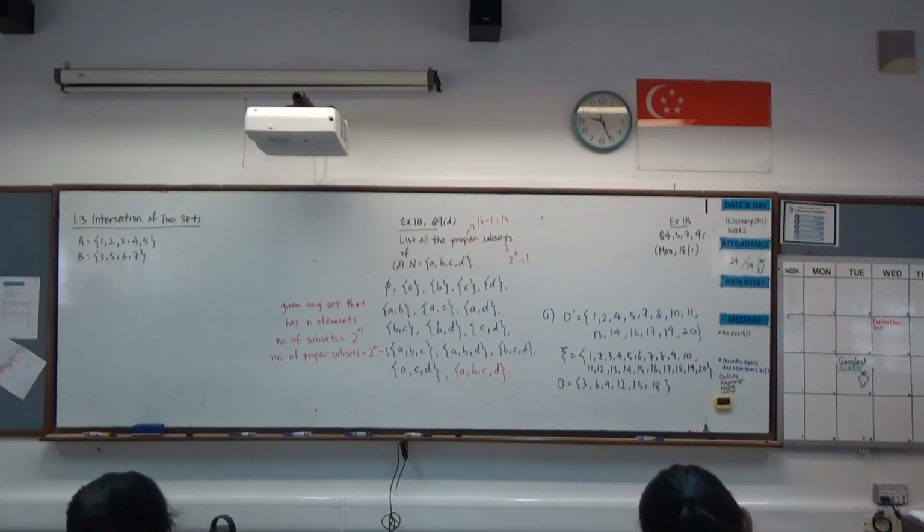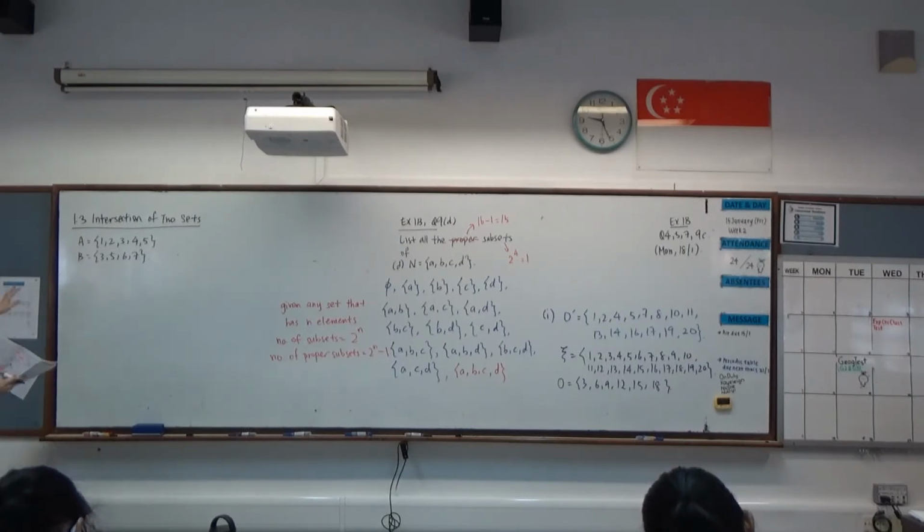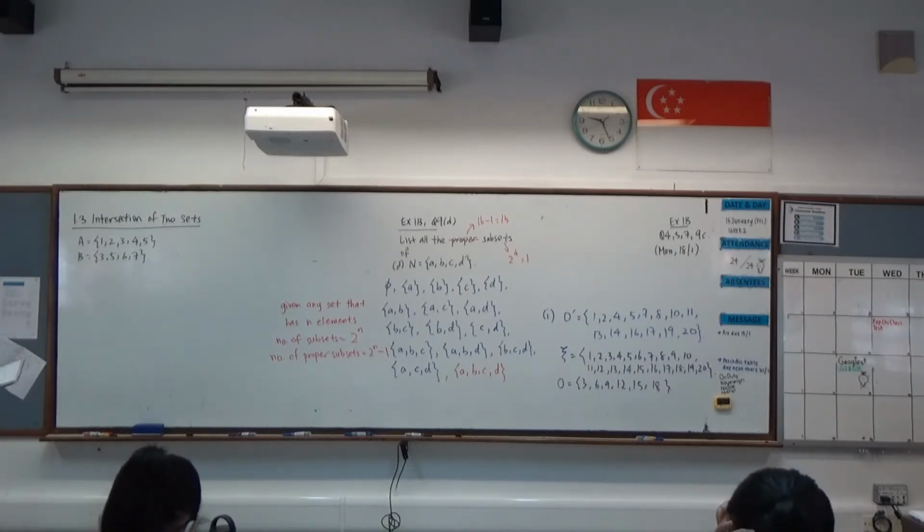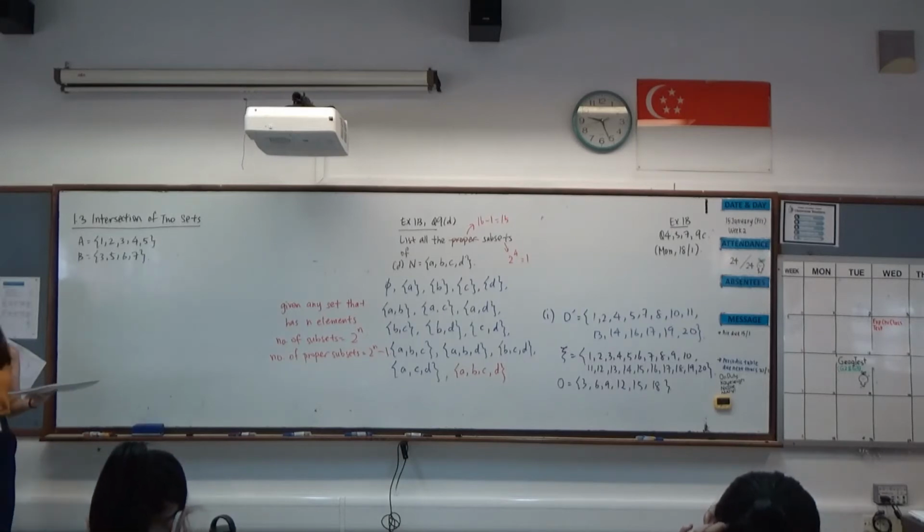Okay, so in 1.3 we're going to be looking at intersection, right? Where I'd like to get you to consider these two sets first, okay? Where A contains the elements 1, 2, 3, 4, 5, and B contains elements 3, 5, 6, 7. Okay, so how do we go about drawing this Venn diagram?